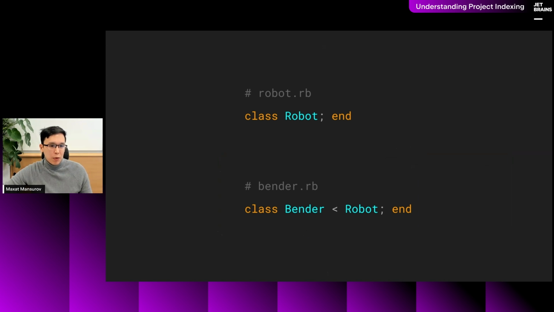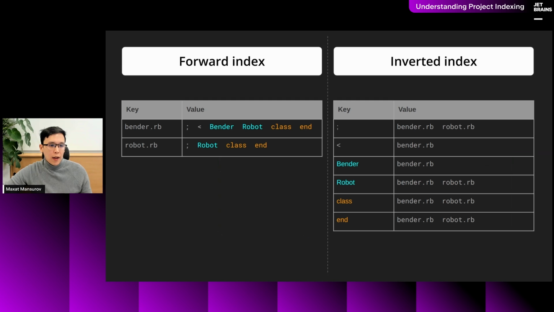Here we have an example project that consists of two Ruby files, Robot and Blender, and they contain the definitions of those classes. As simple as that. And we can imagine an index of unique words. A forward index of such type will look like this, what we see on the left, where we have a file as a key, and we map it to its contents, the unique words in those files. So for Blender, it is semicolon, less than, Blender, robot, and so on.